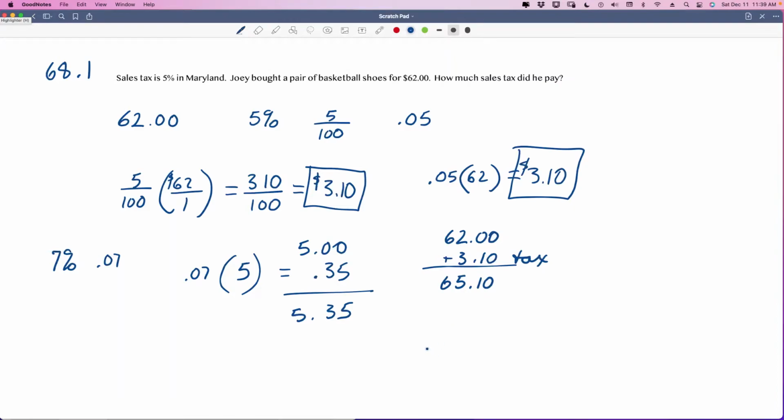So when you ask your parents to buy some $50 thing for you, right? You ask them to buy something for you that's $50, they're actually going to have to add $3.50 to that. You can't do it for $50. It's going to be $53.50 because there's tax on everything.